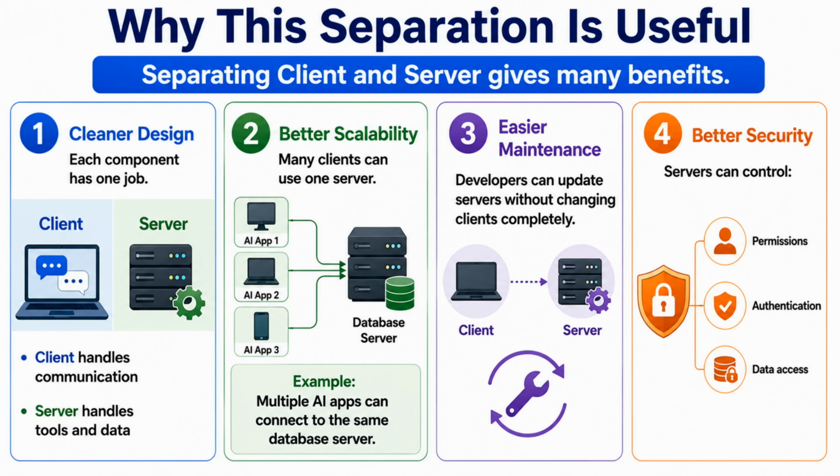Why is this separation useful? Separating the client and server provides many benefits. First one, cleaner design. Each component has one job. Client handles communication, server handles tools and data. Second one, better scalability. Many clients can use one server. For example, multiple AI applications can connect to the same database server. Third one, easier maintenance. Developers can update servers without completely changing the clients. Fourth one, better security. Servers can control permissions, authentication, and data access. This makes systems safer.